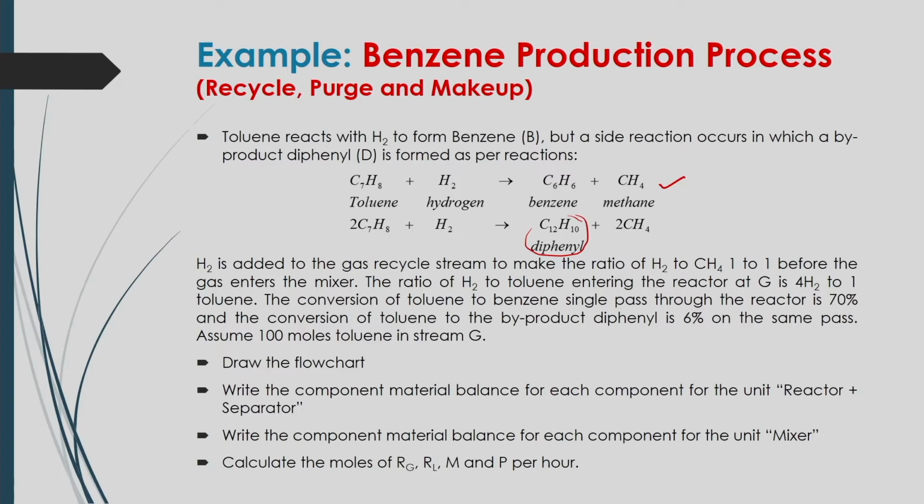So, what should the flow chart be? First you have to draw it, and in the flow chart you have to write the component material balance for each component for the reactor plus separator unit, and write the component material balance for each component for the mixer unit, and then calculate the moles of Rg, Rl, M and P per hour.